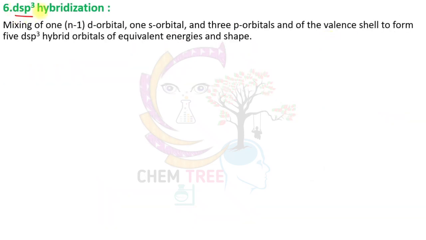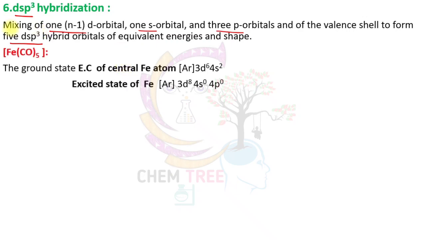Next one, dsp3 hybridization. In this hybridization, one (n-1)d orbital, 1 s orbital and 3 p orbitals are intermixed and form 5 dsp3 hybrid orbitals. For example, the pentacarbonyl iron complex. In this complex, iron is the central metal atom having atomic number 26. Its electronic configuration is 3d6 4s2, that is argon.